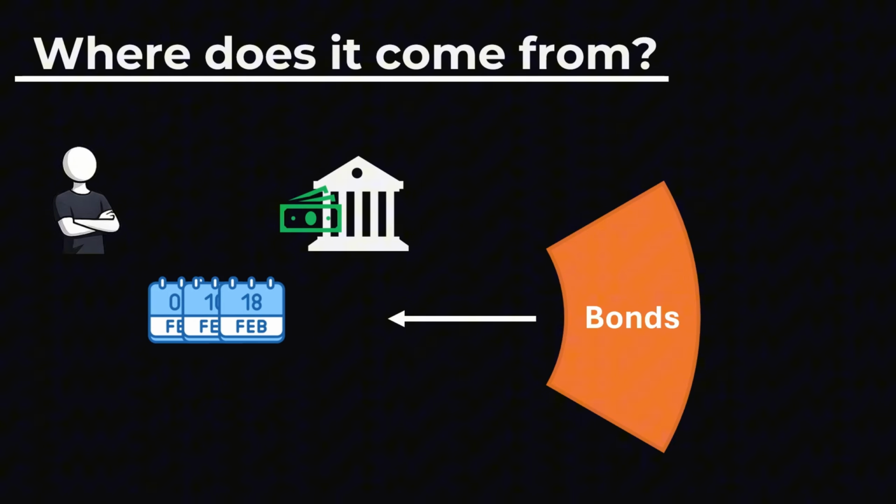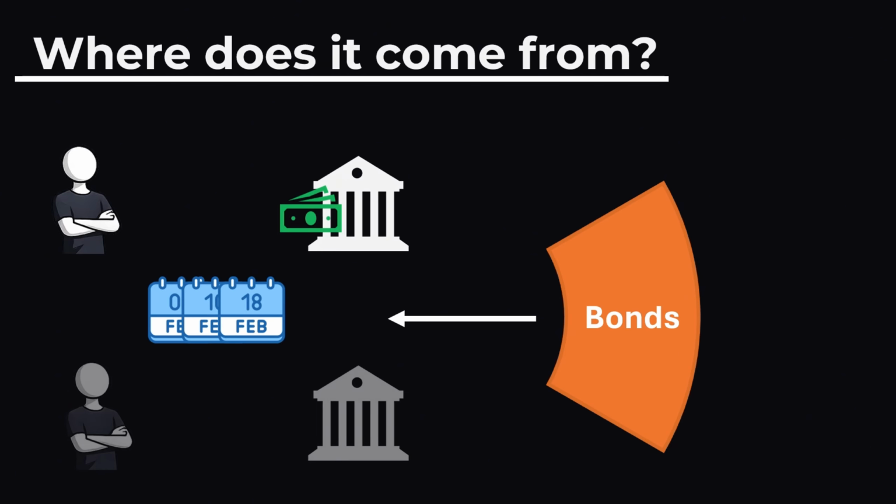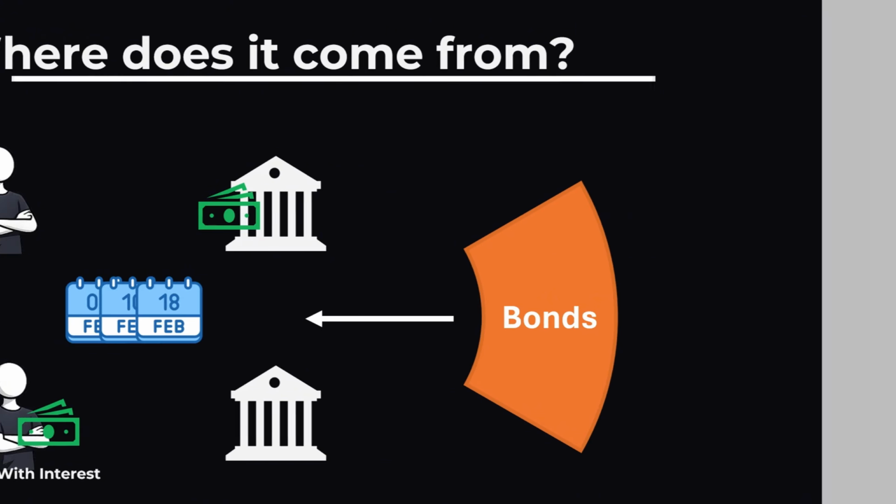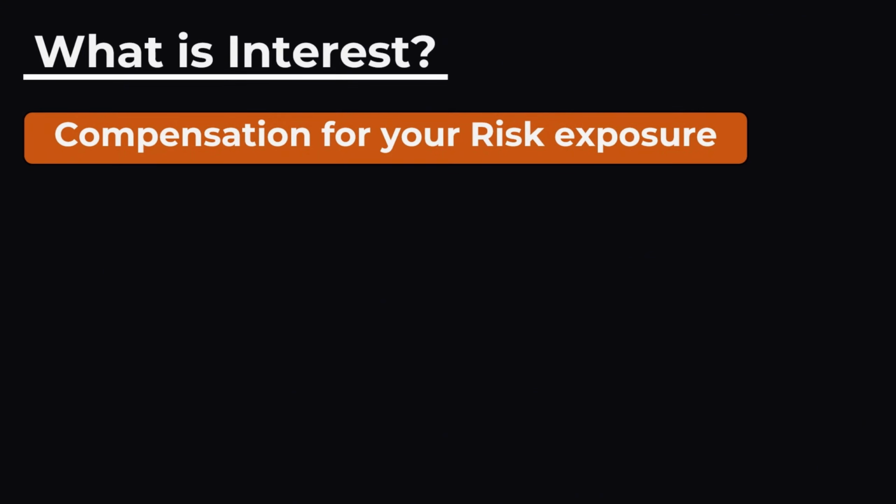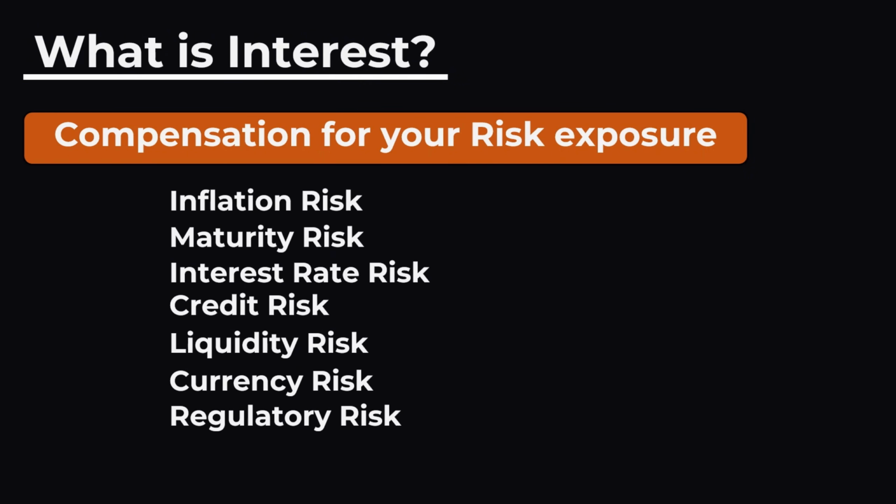The key factor here is time. The longer you lend your money, the higher the return you usually expect. For example, a 1-year bond will typically offer a lower return than a 10-year bond. Now, what is interest? Interest is the compensation you receive for taking on risk. And in financial markets, there are several types of risk: inflation risk, maturity risk, interest rate risk, credit risk, liquidity risk, currency risk, and regulatory risk.